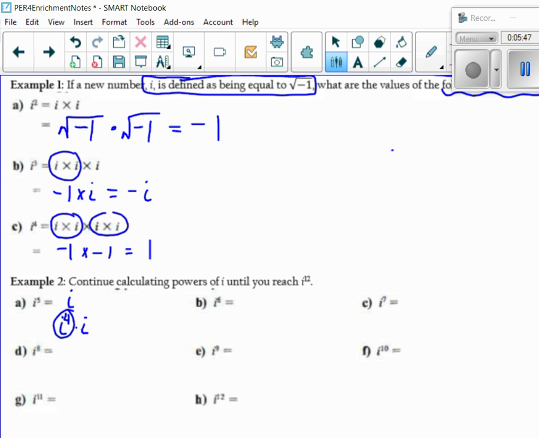I want you to see if you can figure out what's going on here. It is like a higher level thing to think about. So our i to the power 6.